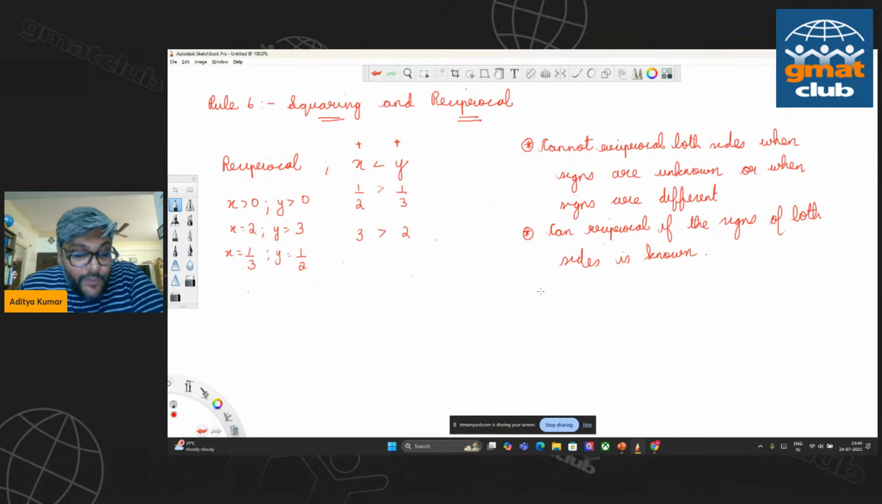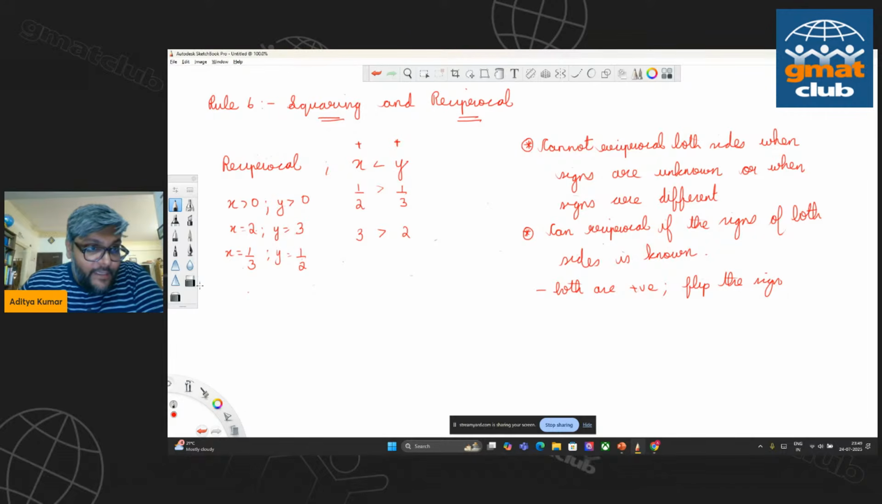So how do reciprocals work? If both sides are positive, taking the reciprocal will always flip the sign. So if x is greater than 0 and y is greater than 0, then directly I'll say 1 by x is greater than 1 by y. So I'll flip the sign then.